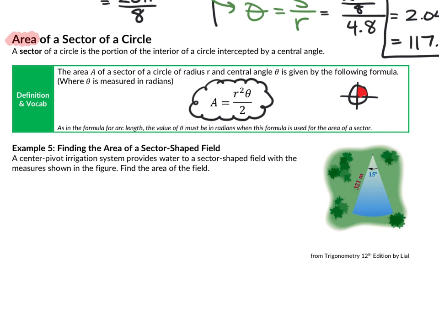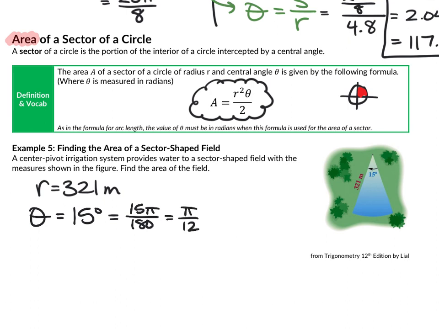Okay, let's see what the figure gave us. It gave us that this right here is 321. What did they give us right there? Radius. So our radius is 321 meters. Then it also gave us this right here. What is this? Theta. So they gave me a theta, but they gave me theta in degrees. So before I use it, what do I have to do? Put it in radians. So this would be 15 pi divided by 180. This does simplify to something nice. It's pi over 12.